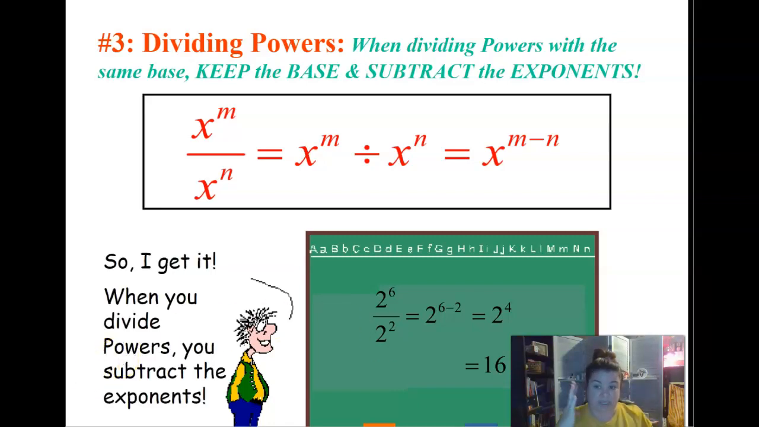So when you divide powers, subtract the exponents. And keep in mind, it's powers with the same base. Powers with the same base. Okay?